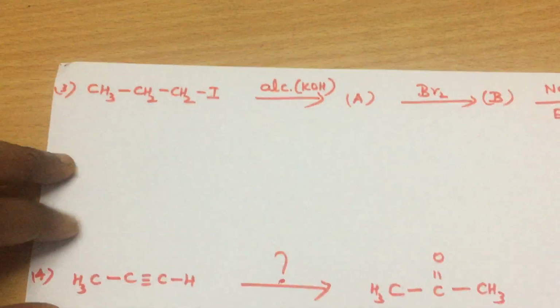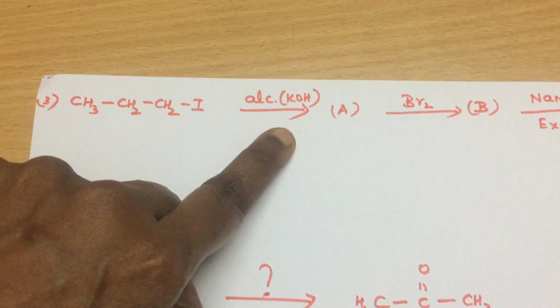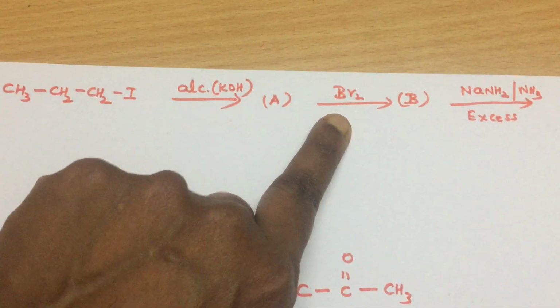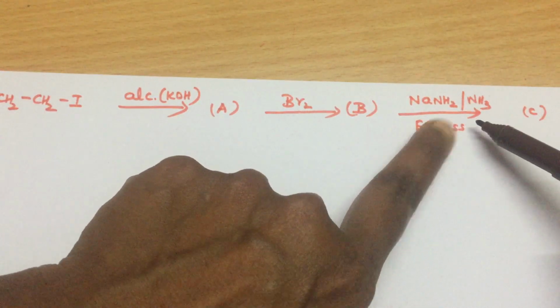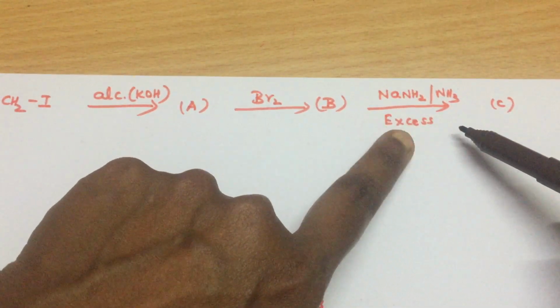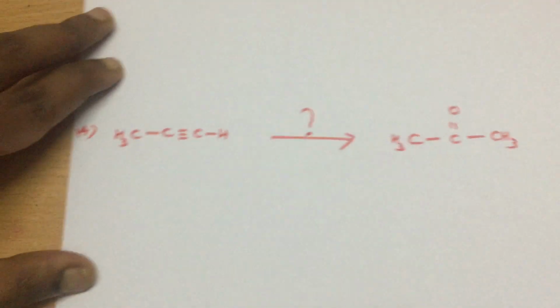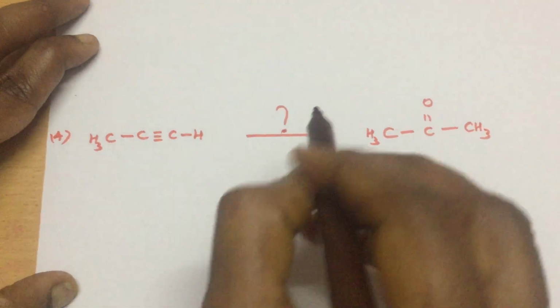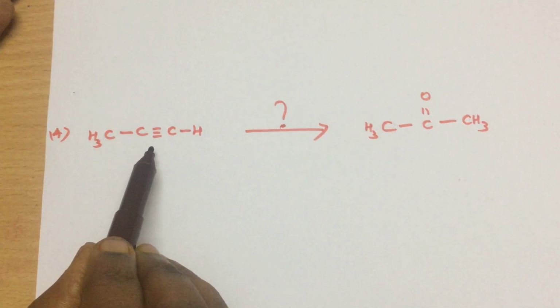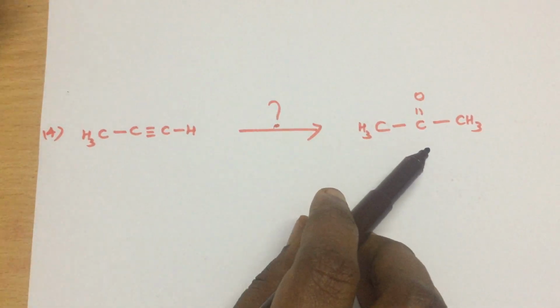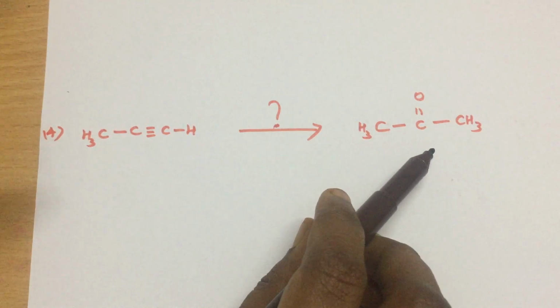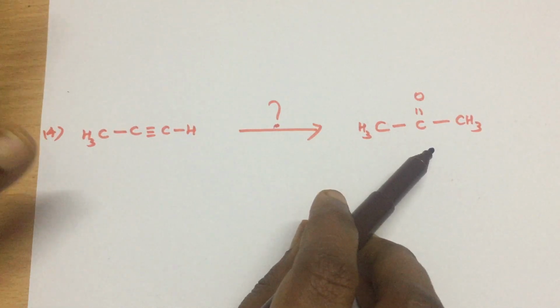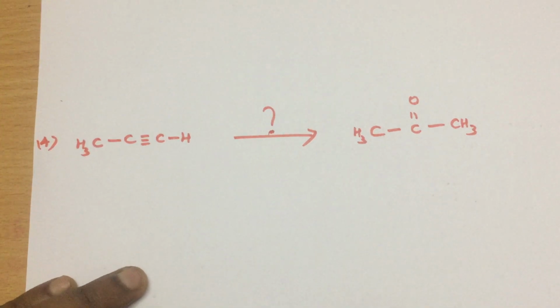Then another question. Here alcoholic KOH, so elimination takes place. Then bromine you are adding, so addition, and NaNH2 is a strong base, so elimination takes place. We are adding in excess, so please predict the product. And another one, this is very, very beautiful: a triple bond is being converted to a ketone. This looks very difficult, but actually it is very simple when I explain it. Please try to answer this question.